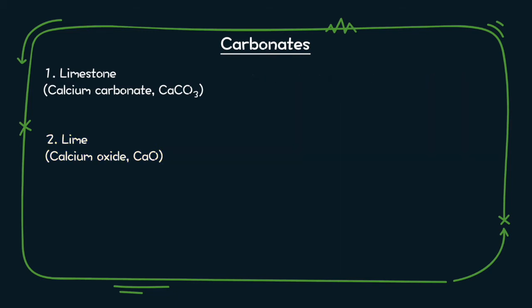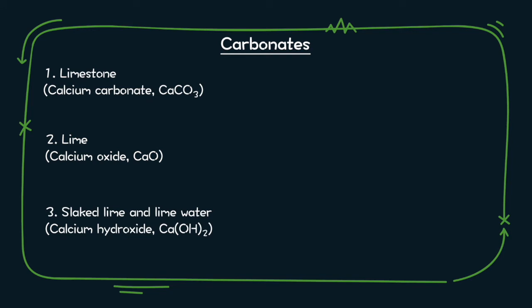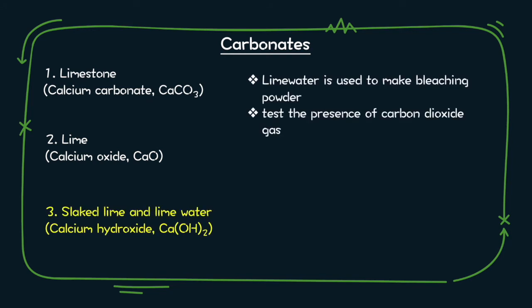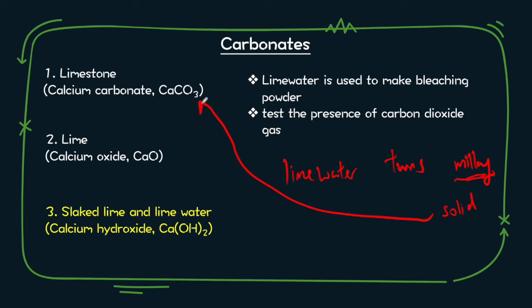And then the last one is slaked lime and lime water, which are technically the same: calcium hydroxide with water. Lime water is used to make bleaching powder, and as you have learned before, it is used to test for the presence of carbon dioxide gas, because when this reaction happens, it will turn milky. What exactly is the milky? It is the solid white particles, which is known as limestone.